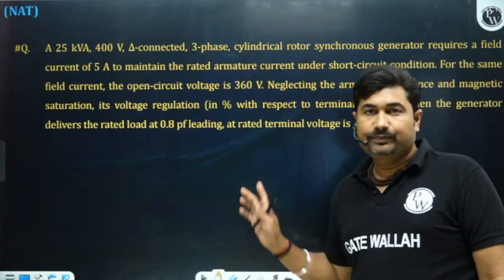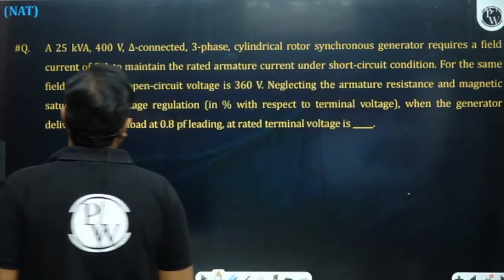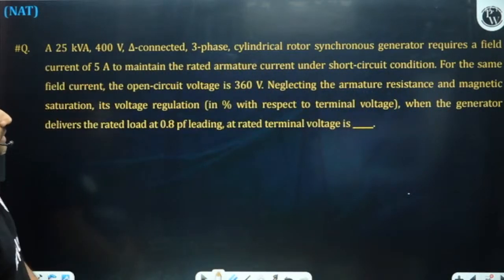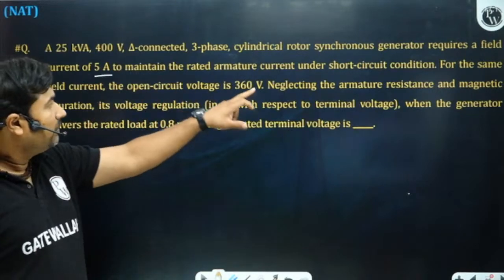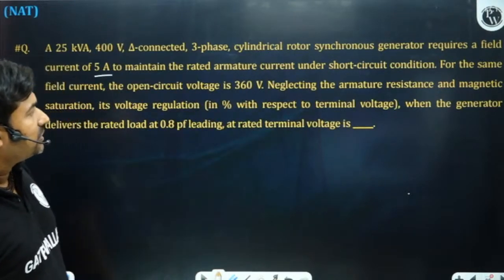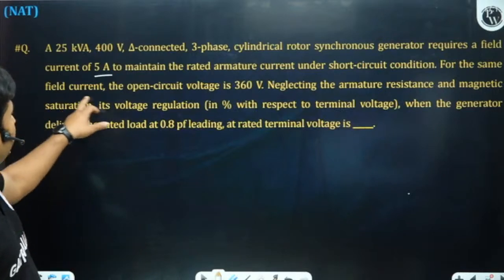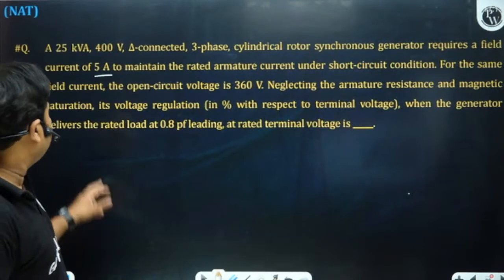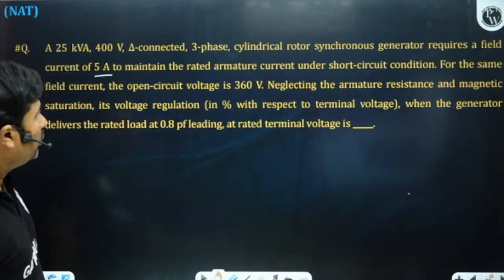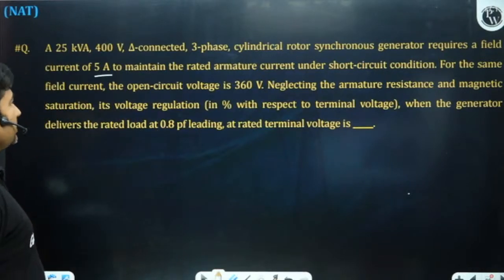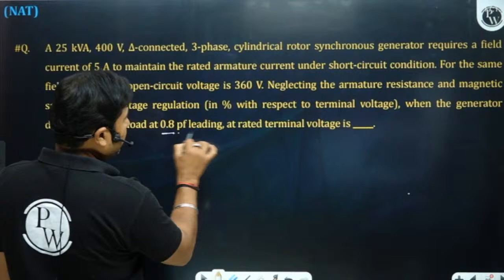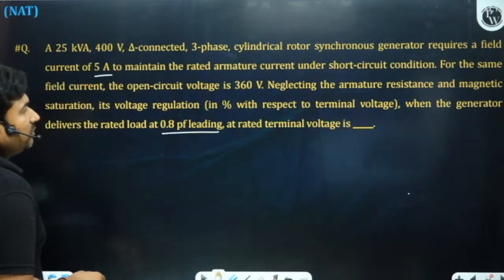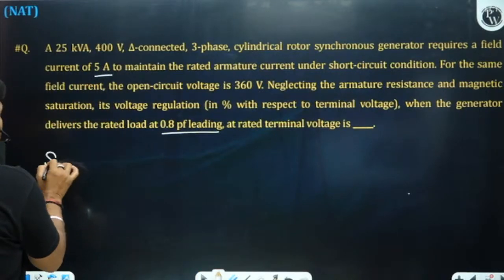One more question. A 25 kVA 400 volt delta connected 3-phase round rotor cylindrical generator requires a field current of 5 ampere to maintain rated armature current under short circuit condition. For the same field current, open circuit voltage is 360 volt. Neglecting armature resistance and magnetic circuit saturation, voltage regulation when generator delivers rated load at 0.8 power factor leading at the terminal voltage is. So we need to find the voltage regulation.